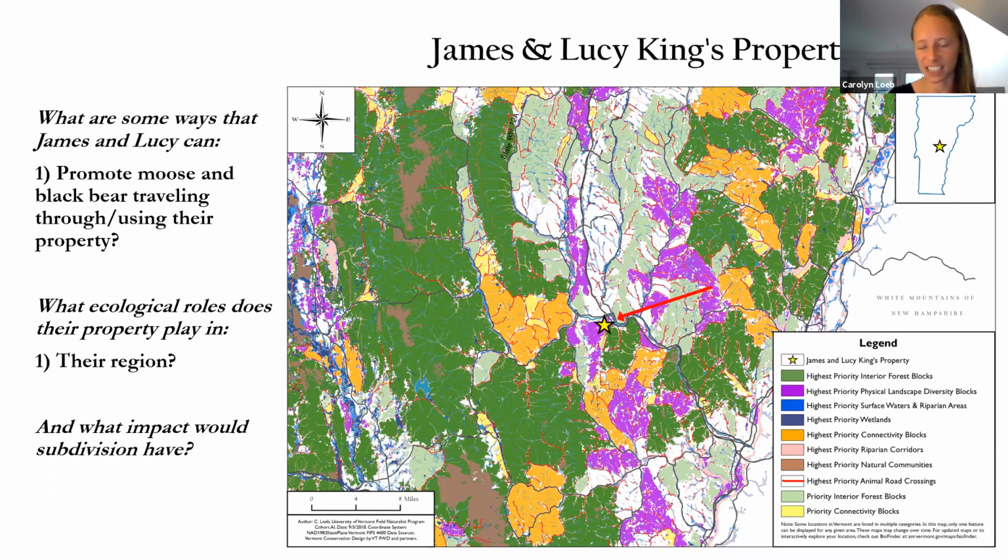But you can see here that zooming out, they're squarely in that physical landscape diversity block on the edge of a major interior forest block, and then there's some white around them. So what could they do to promote wildlife at this scale, and what role does their property play in their region?